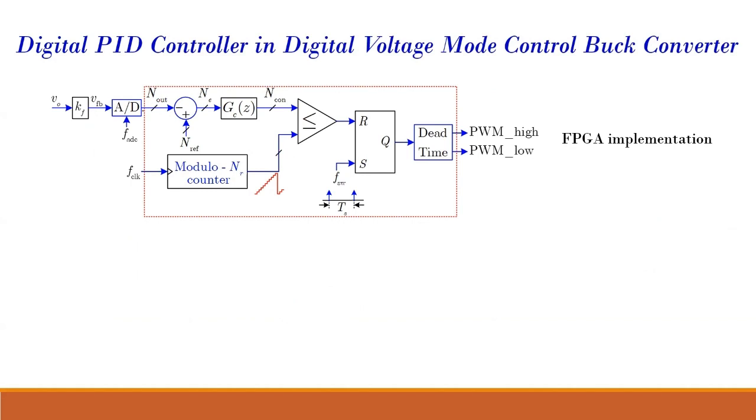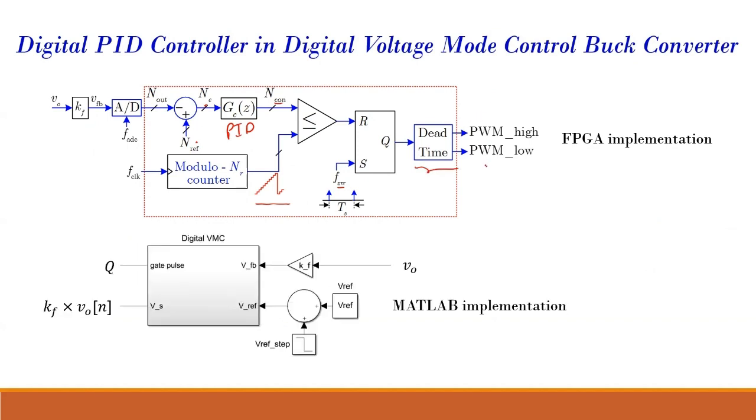You take the sense signal from the ADC, compare it with the reference, and generate an error that you pass through your PID controller. That generates a control signal which you compare with a sawtooth or ramp signal, and that will generate when you should reset. Your set comes from a fixed switching frequency clock. After that, you have a dead time module, and that will generate your high side and low side signals.